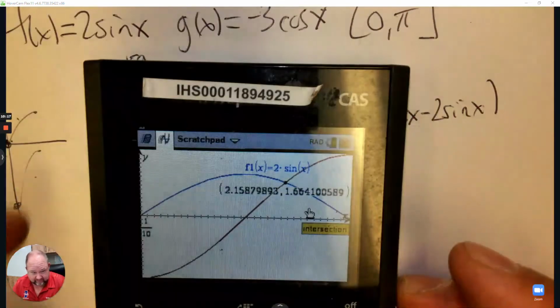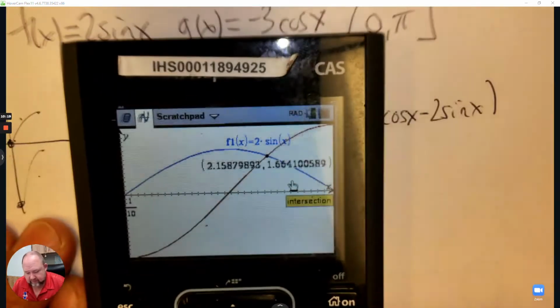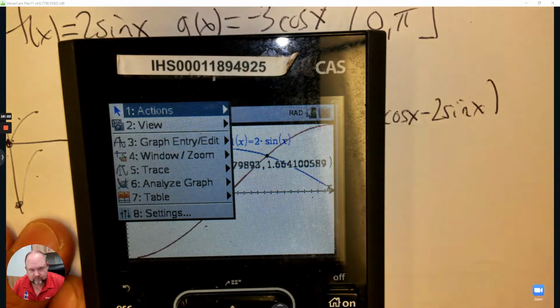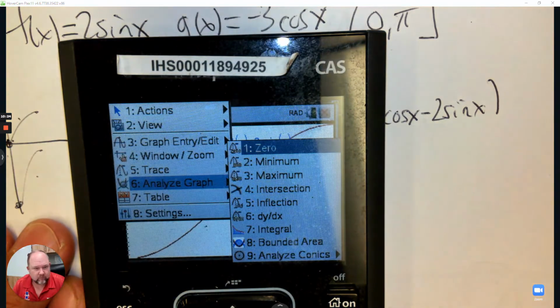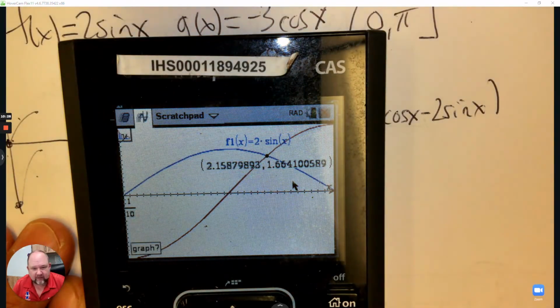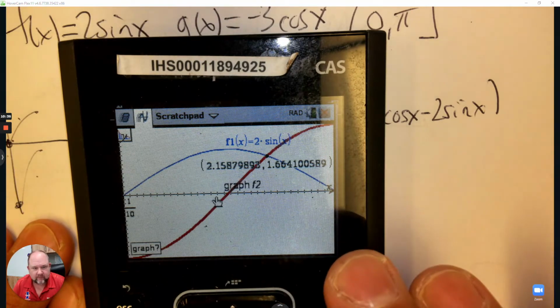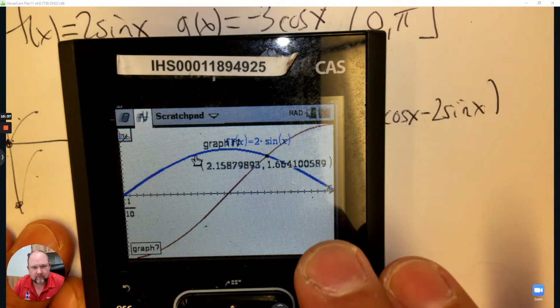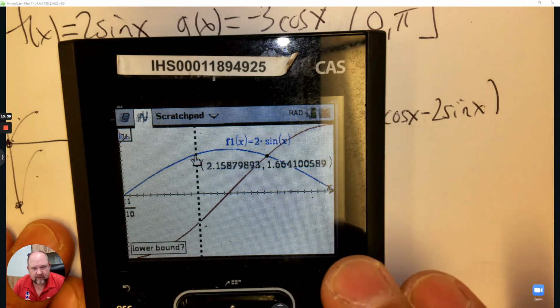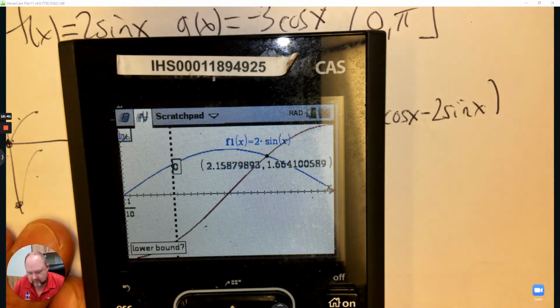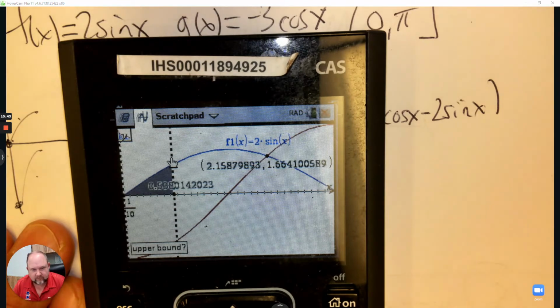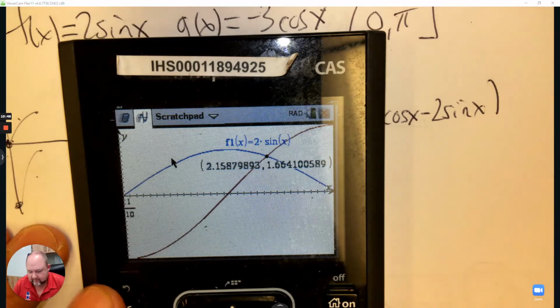With this calculator, you can integrate. What number is that? Number 7. It says what graph? And then the lower bound goes 0. Oh, it's not finding it. I did the wrong one. So let me escape from that.